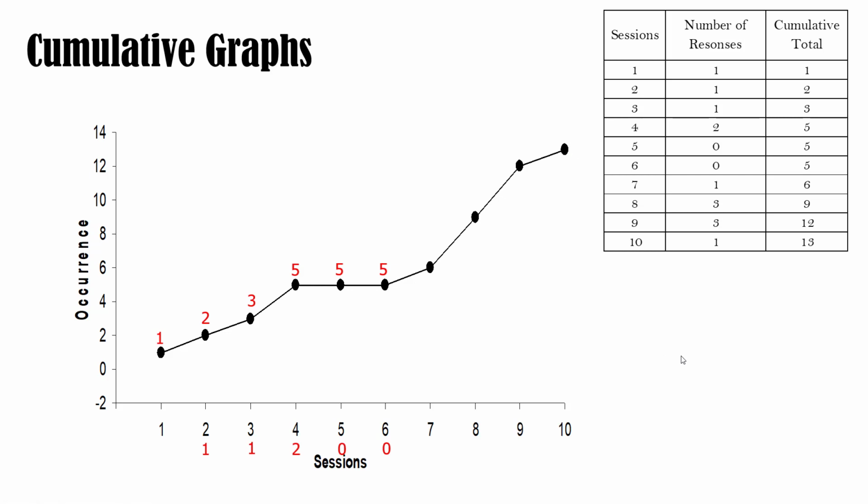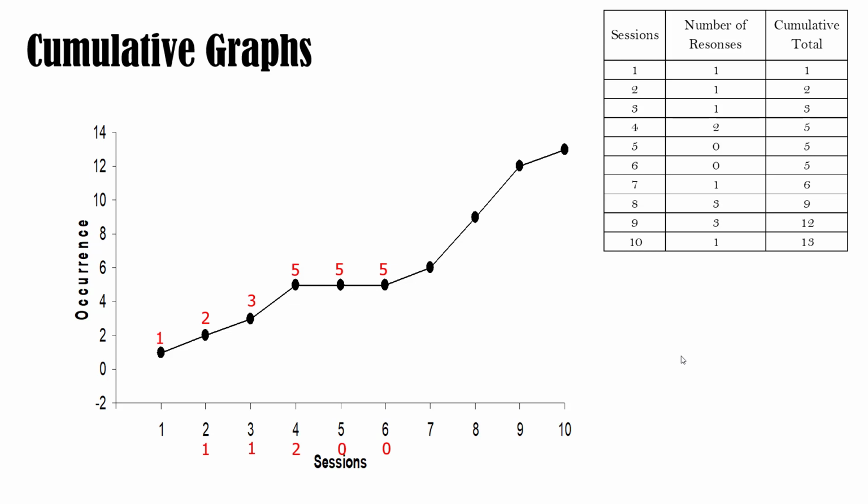You can use cumulative graphs, for example, to see maybe the number of problem behaviors that a kid has engaged in per month. So you're not really worried, okay, did they engage in 2 problem behaviors on Monday, 1 on Tuesday, 5 on Wednesday. You're interested in the total number of problem behaviors per month.